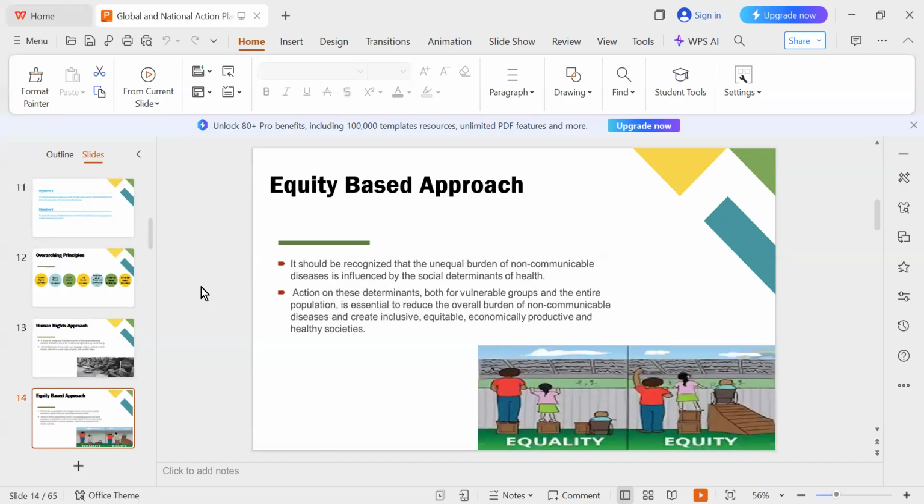Equity-based approach. It should be recognized that the unequal burden of non-communicable diseases is influenced by the social determinants of health. Action on these determinants, both for vulnerable groups and the entire population, is essential to reduce the overall burden of non-communicable diseases and create inclusive, equitable, economically productive, and healthy societies.